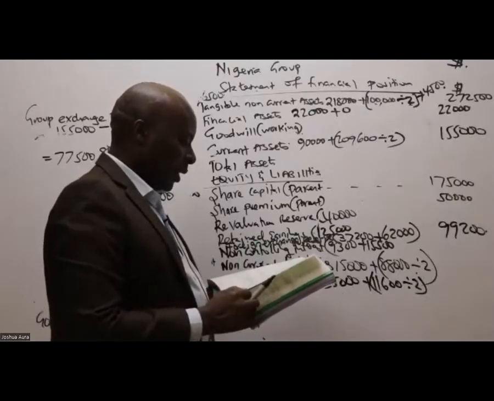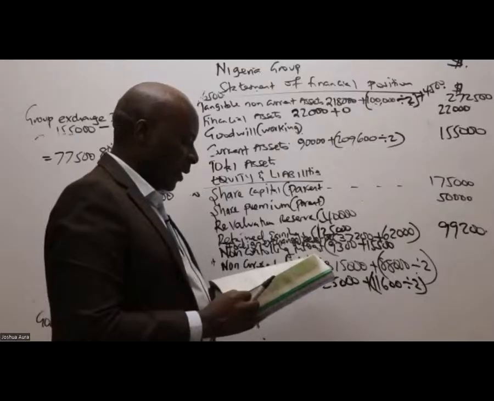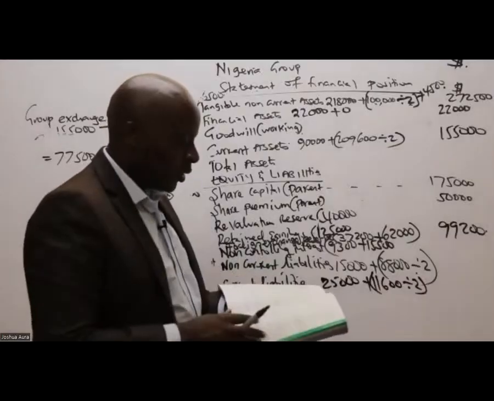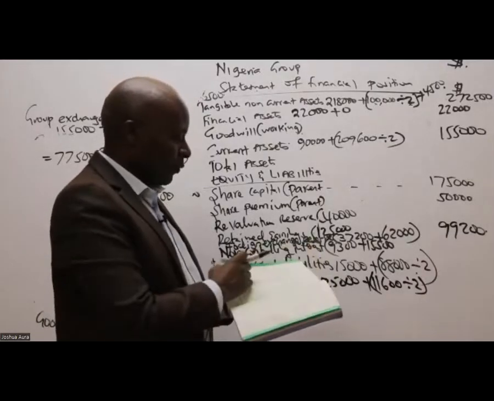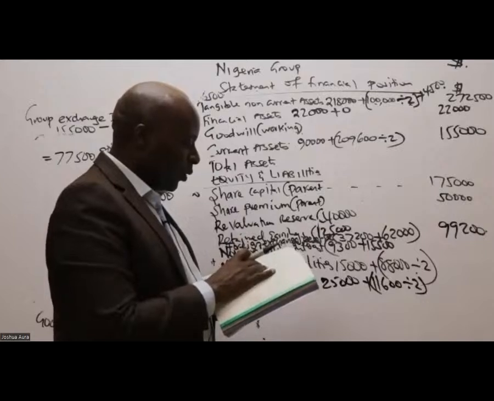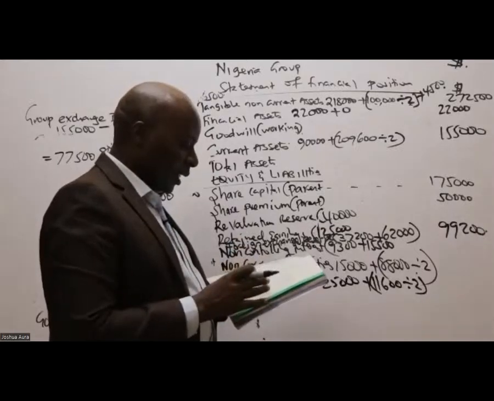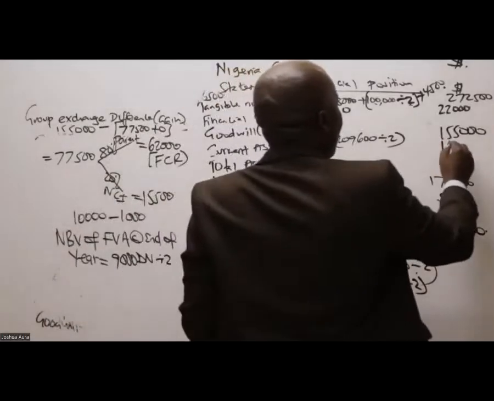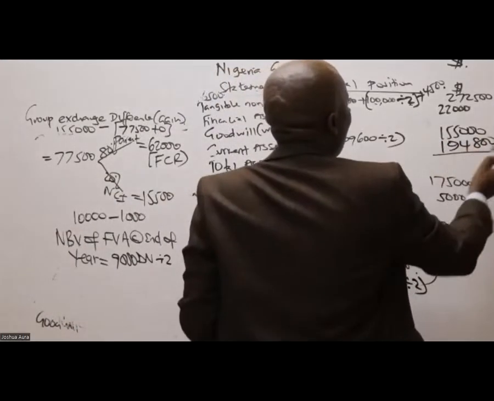Is there somebody who is able to give us the current assets? They say it is 194,800. Current assets are 194,800. So let me have you come and give me the total.